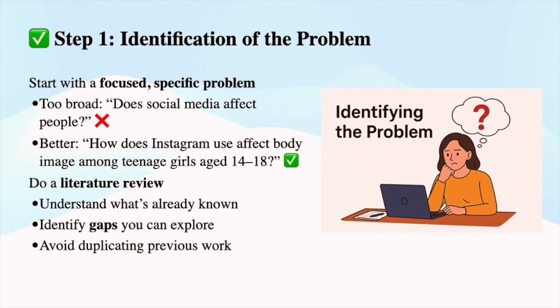Okay, imagine you want to study something, but if your question is too broad, you won't get anywhere. Like saying, does social media affect people is way too general. So you have to zoom in and make your problem specific. For example, you could ask, how does Instagram use affect body image among teenage girls aged 14 to 18? See, that's clear, focused, and measurable.